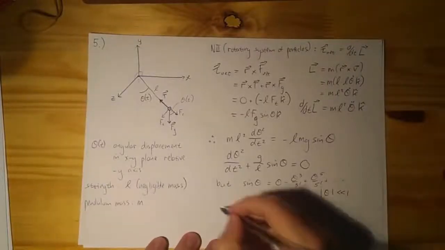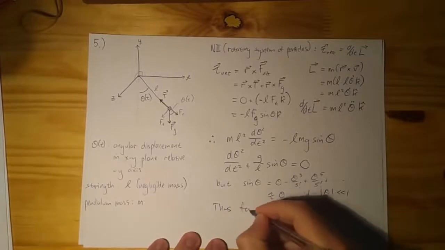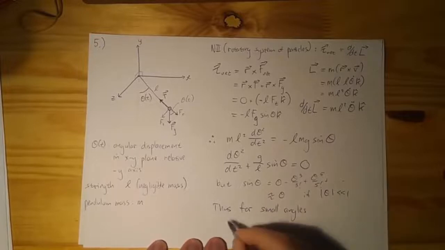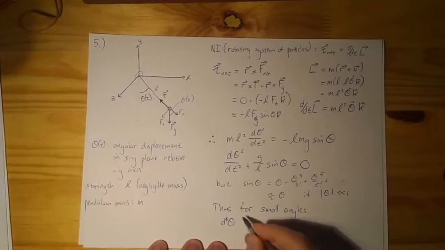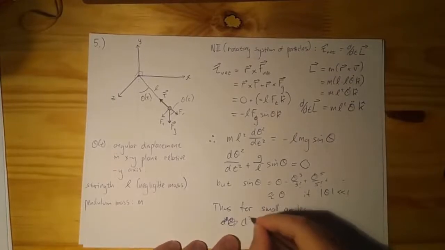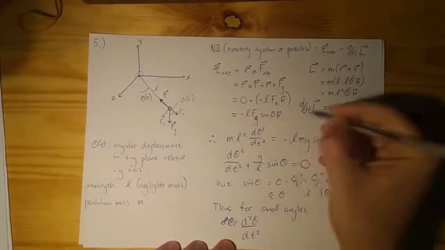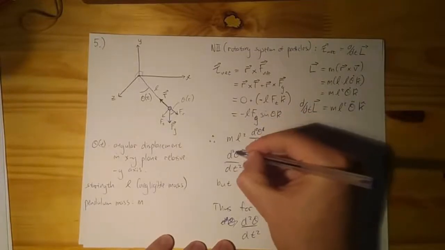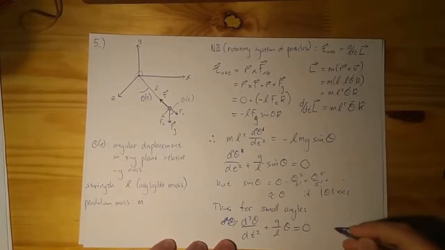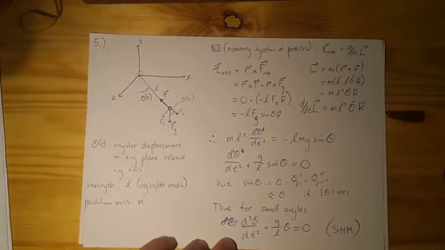So thus, for small angles, sorry, now I just noticed d squared theta dt squared. Why is it, what's it doing there? It shouldn't be there. Okay, d squared theta dt squared plus g over L theta is equal to 0. So this is simple harmonic motion.